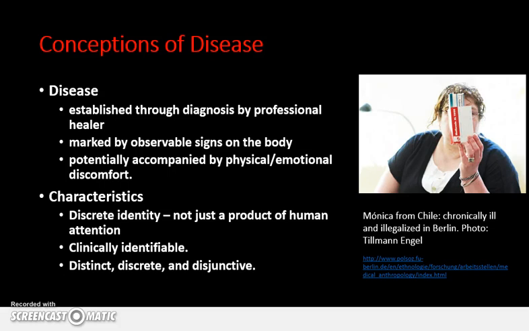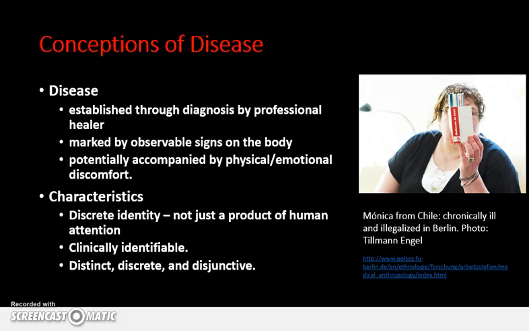And you might have professional healers in a variety of complementary and alternative medicine who are, in fact, not permitted to make any sort of diagnosis. By their own professional ethics, they would not be able to diagnose; that would have to be deferred to medical doctors. Disease is marked by observable signs on the body, such as high temperature, sweating, blood pressure, heart rate, things that you can observe and that you can record.